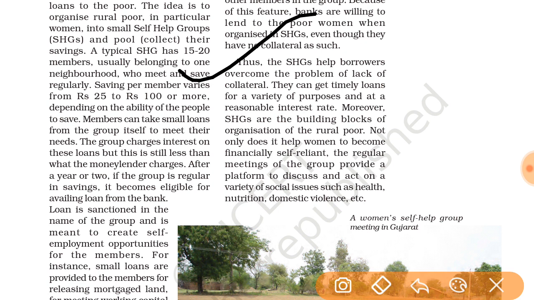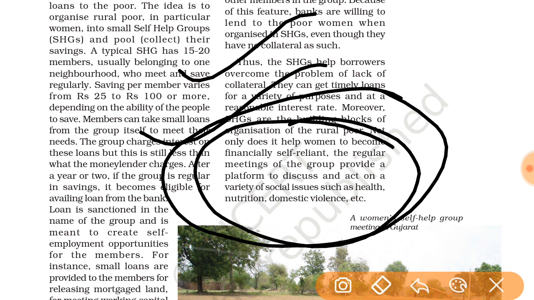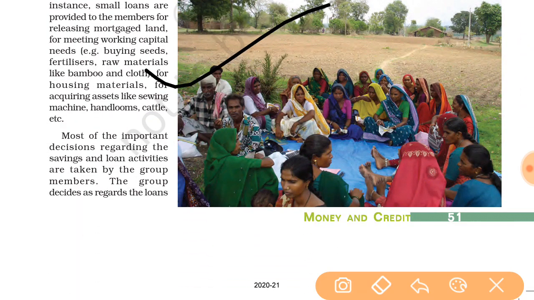Moreover, self-help groups are building blocks of organization of the rural poor. See again, not only does it help women to become financially self-reliant, the regular meetings of the groups provide a platform to discuss and act on a variety of social issues such as health, nutrition, domestic violence. This is very important. Besides the money, other things are also discussed in the self-help group. So this is all about the self-help group. One picture is given here.